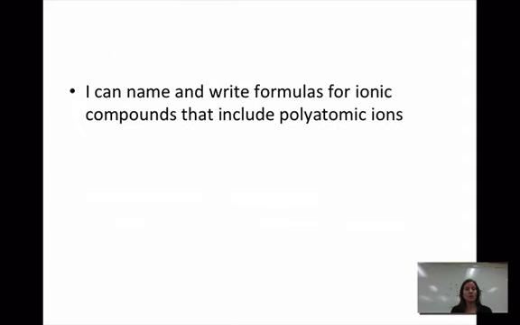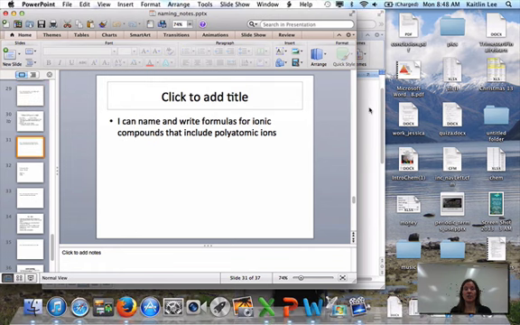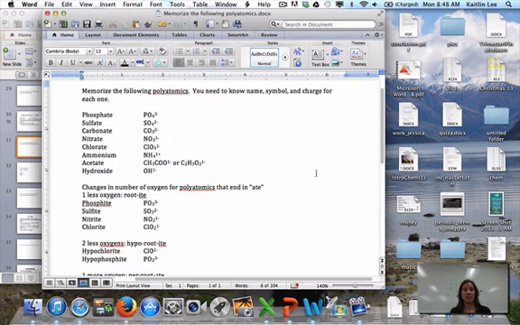Okay. So what are the eight that you need to know? This document is already on the Moodle. Okay, so you have to memorize the following polyatomics. You need to know the name, the symbol, and the charge. So those are your eight: sulfate, phosphate, carbonate, nitrate, chlorate, ammonium, acetate, and hydroxide. Those eight will be quizzed later this week. Okay? But those are not the only polyatomic ions we see.